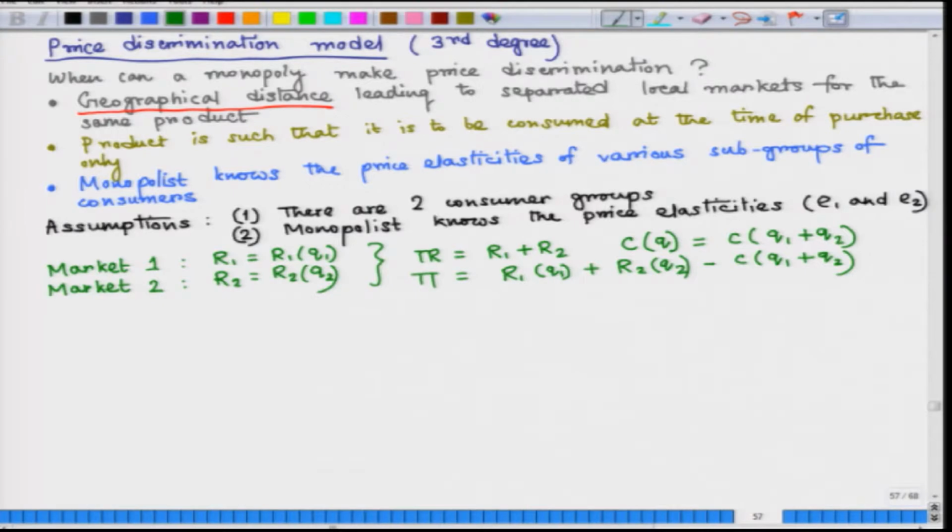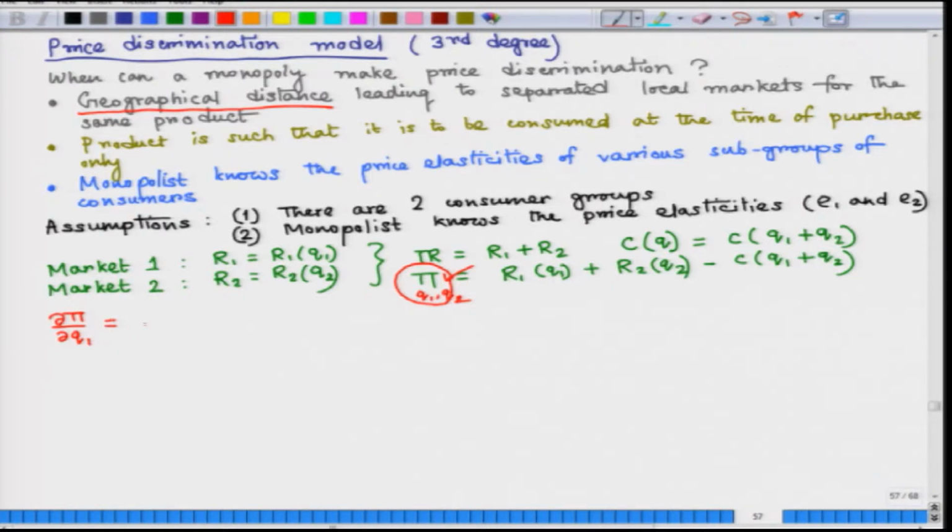Note that this profit objective function can be maximized with respect to two decision variables Q1 and Q2. So, these are basically the quantities that the monopolist decides to sell in market 1 and market 2 respectively. Okay. So, now let us take partial derivatives of the profit function or the objective function with respect to the Q1 and Q2 decision variables, right.